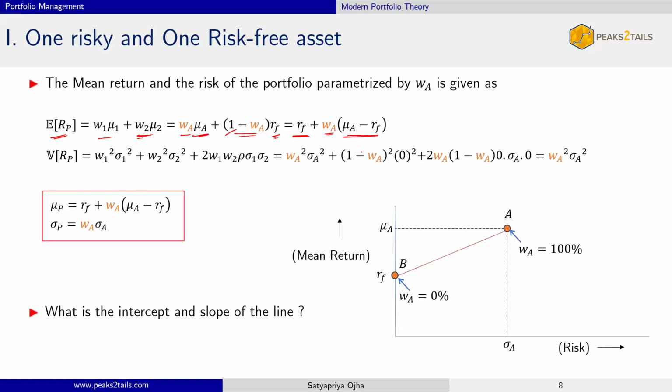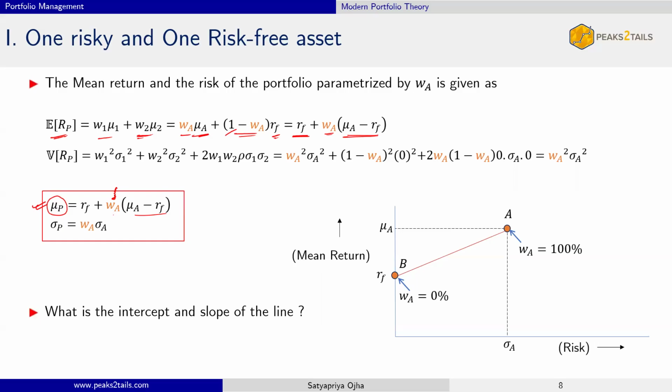Okay. So we can see that here is the same thing. The mean return of the portfolio is RF plus WA times mu A minus RF, right? I put the WA in orange color because that is something we can control. It is completely up to us. The amount that we want to invest in asset A is totally up to us.